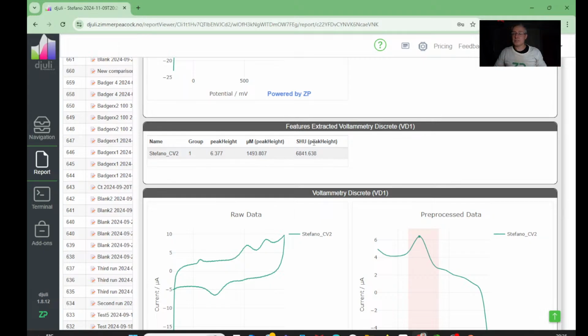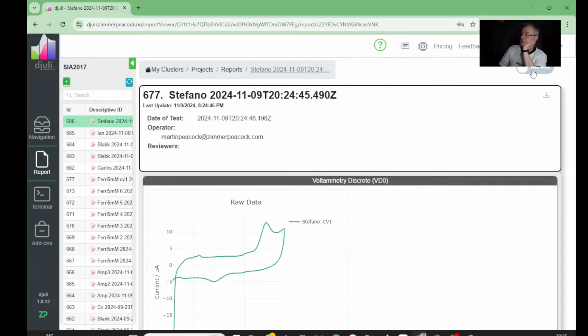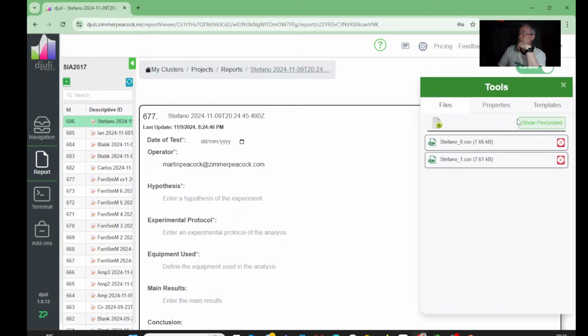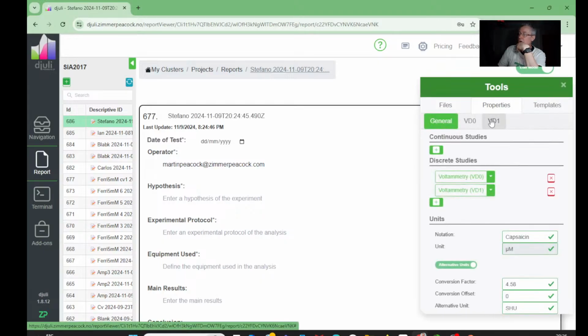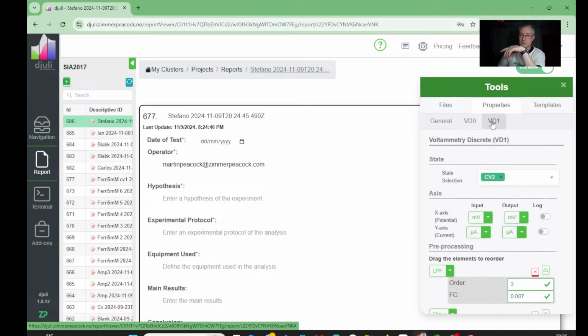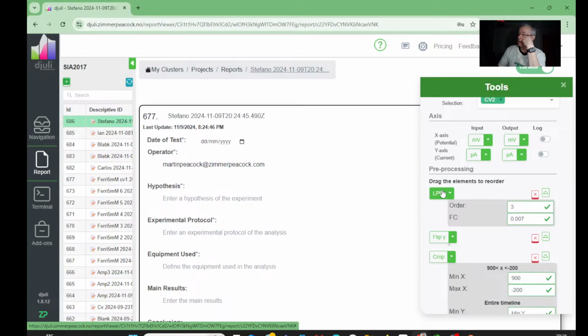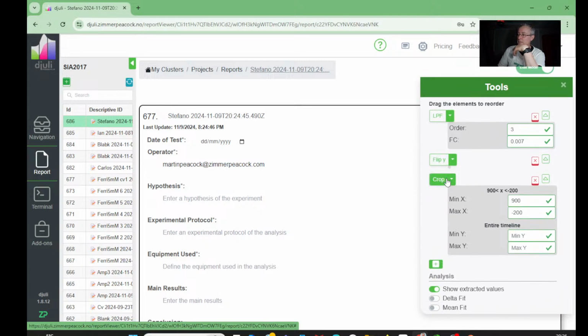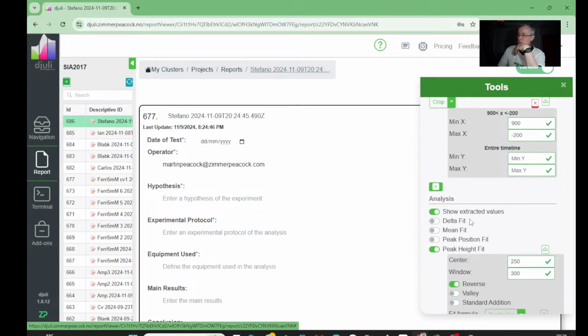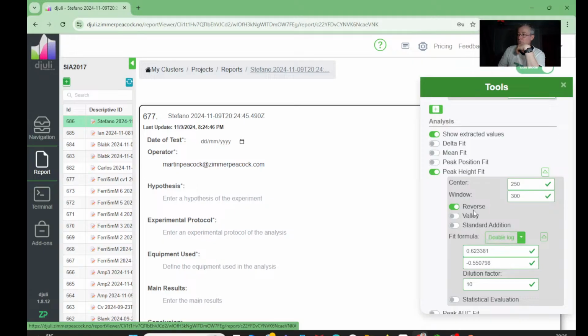But this is the bit that I really want people to understand, that what we're doing is we're saying, okay, on scan 2, I want you to pre-process that data. I want you to do a low-pass filter on that data. I want you to flip the data around the y-axis. I want you to crop that data. I want you to go and find me the peak height centered on 250 millivolts on the reverse scan, and I want you to fit it to this formula.